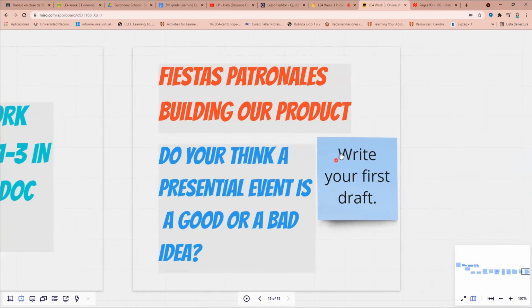Then you're going to write your first draft. You're going to start writing your essay. Remember that this is teamwork. So start thinking using this question to start.